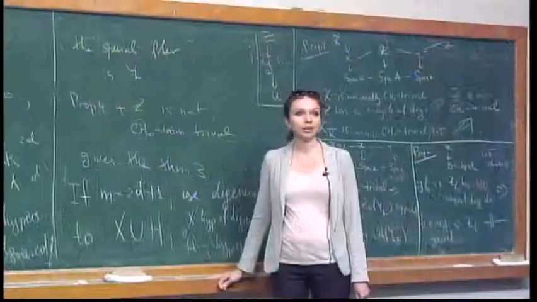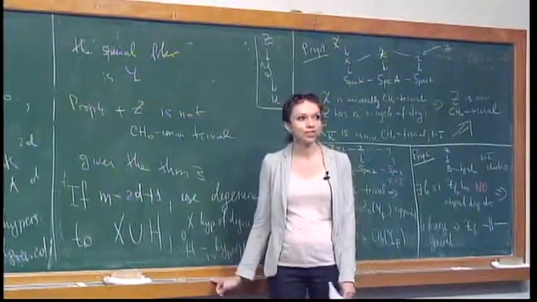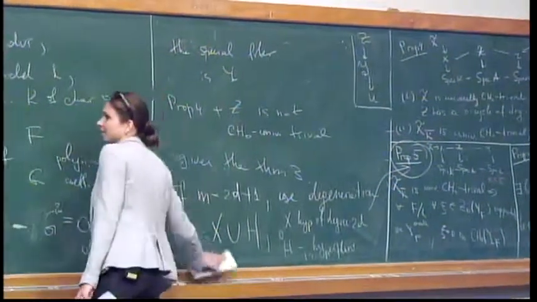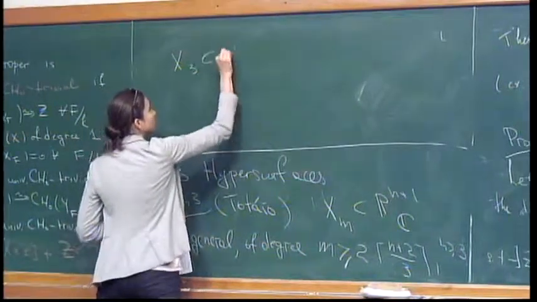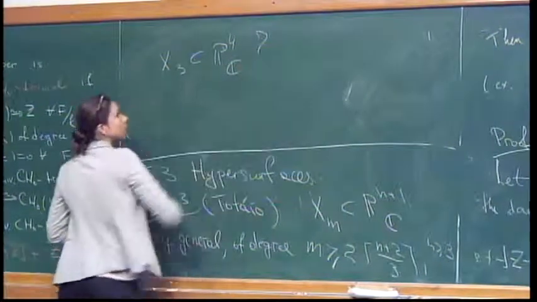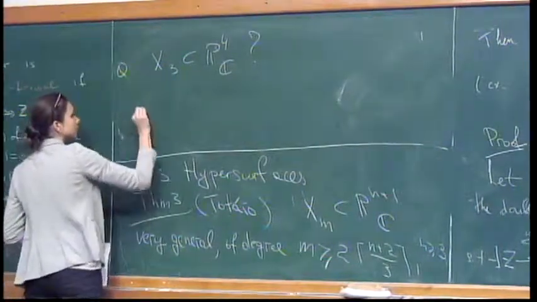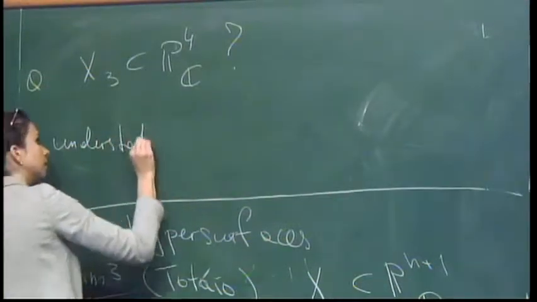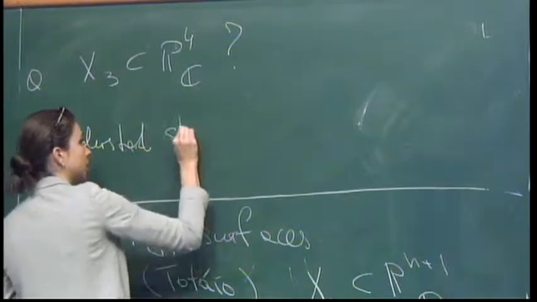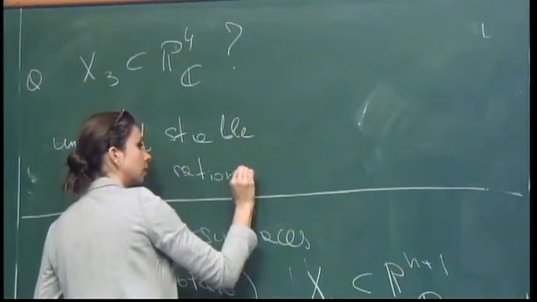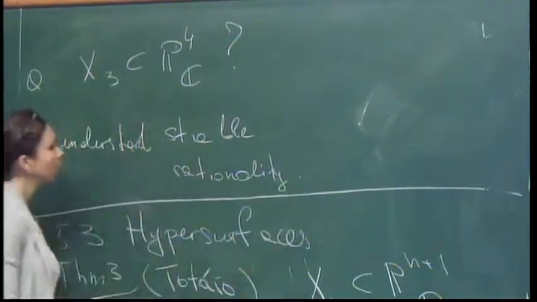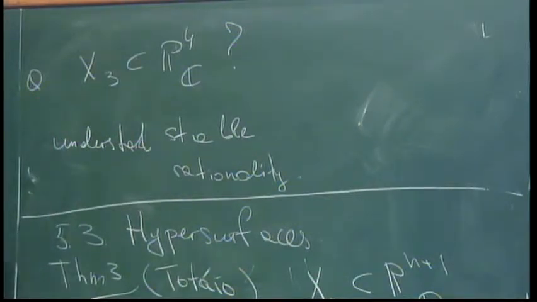I feel like I'd also like to give some challenge. So the challenge is the following one: cubics in P4. The question is to understand stable rationality. They are not rational because of the argument of Clemens and Griffiths, but the stable rationality is still open. So that's it. Thank you very much.